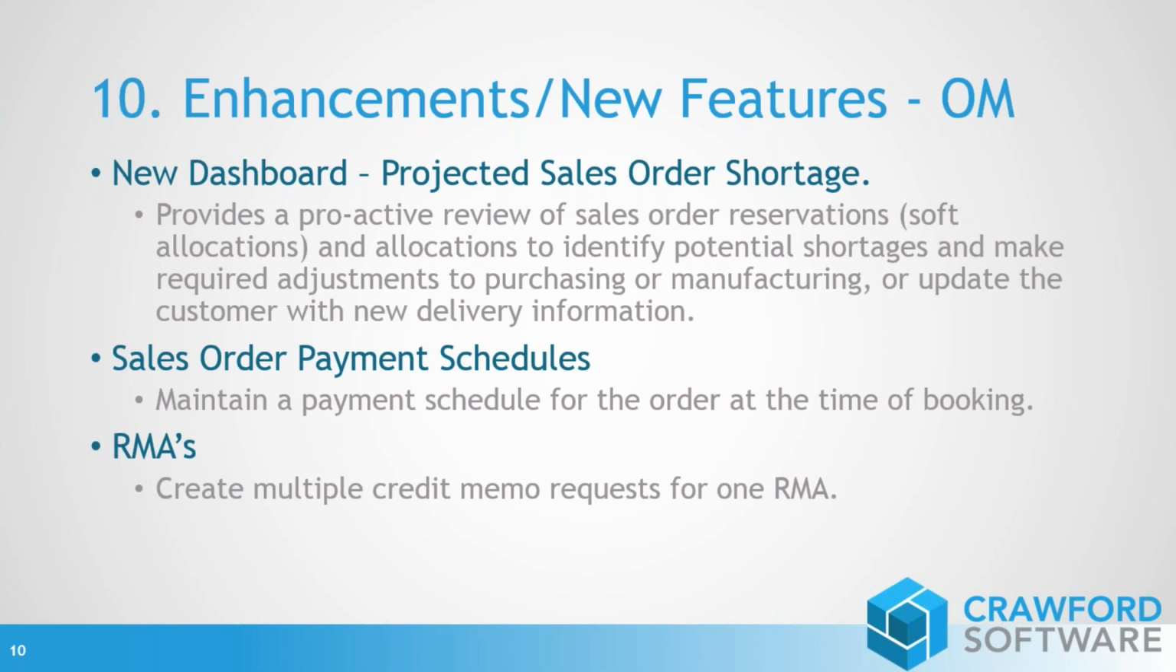Or maybe when they originally put it in, you were going to only give them a partial credit. You got them back. You saw that there was a real problem, and you want to do a full credit to them. You take and create another credit memo request for that same RMA. It's a great function to be able to do there.